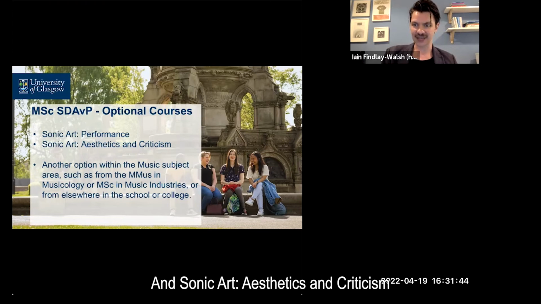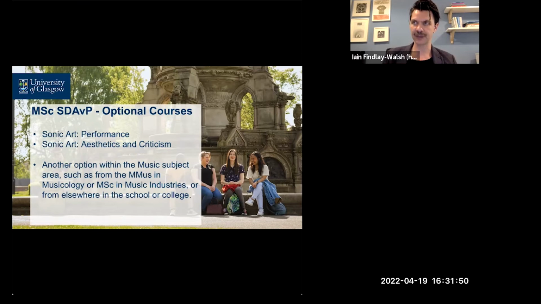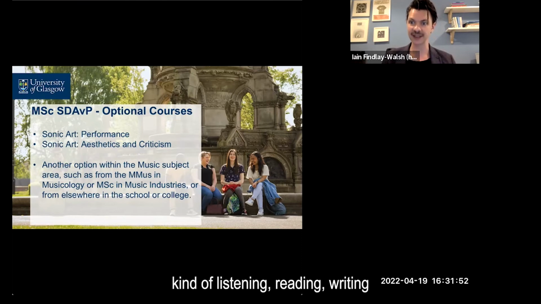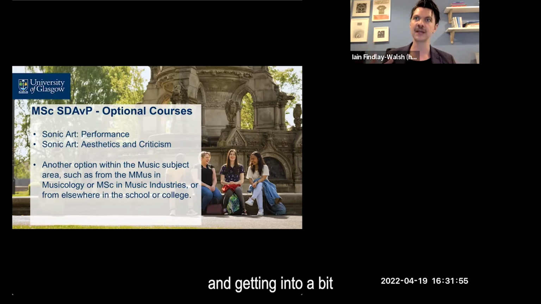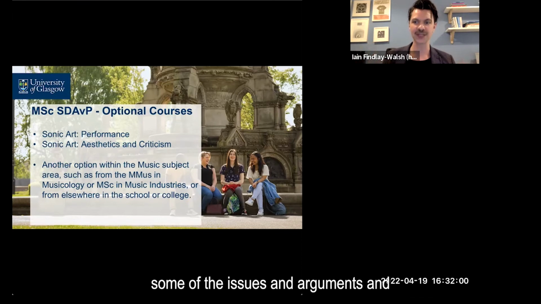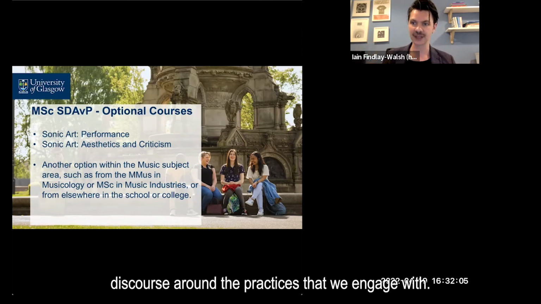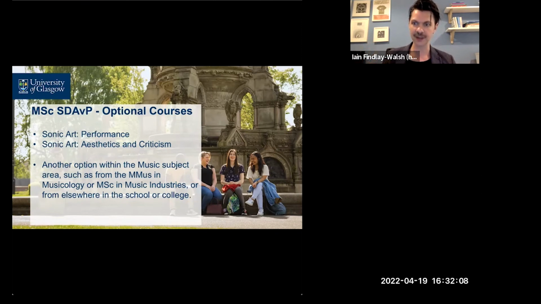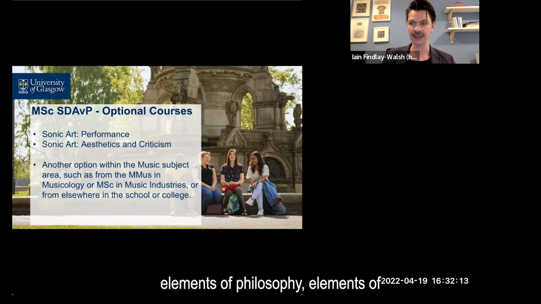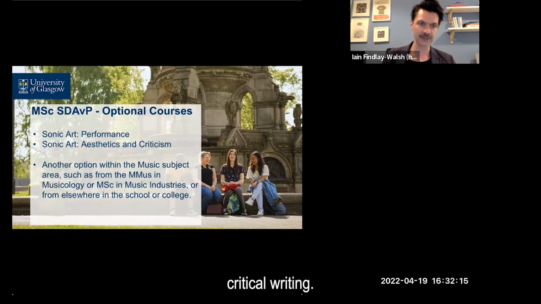Sonic Art Aesthetics and Criticism is more about listening, reading, writing, and getting into a bit more depth and detail with some of the issues and arguments and discourse around the practices that we engage with. So elements of sound studies, elements of philosophy, elements of critical writing. But that's a text-based outcome to that course.